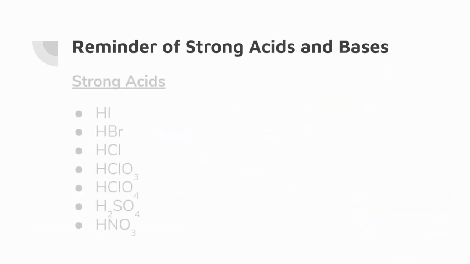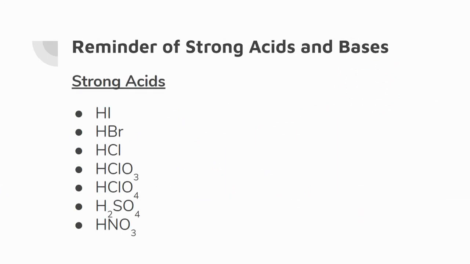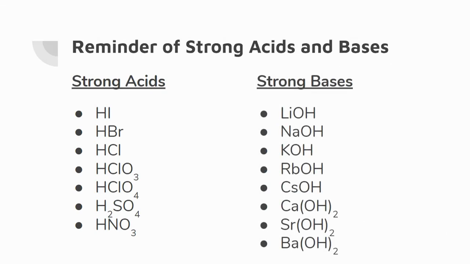So a reminder of your strong acids and bases. There are 7 strong acids. There they are. And there are 8 strong bases. One of the things you should notice that the acids have in common is that they all contain an H at the beginning. That hydrogen at the beginning is a really good indication that you're working with an acid. And on the bases, you notice that they all have an OH or a hydroxide at the end. So that's a good clue that you're working with a base.